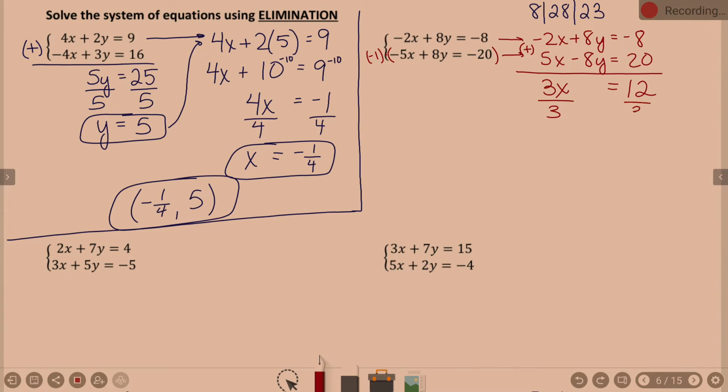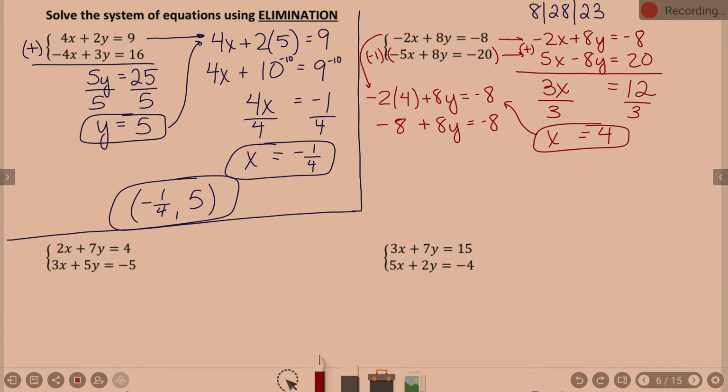Divide by 3, and we know that x is 4. Am I done? Nope. Plug it back in. And again, pick. I would go back and pick from one of the original equations to plug it in. Which one did you guys pick? Top one. So, negative 2x is going to become negative 2 times 4 plus 8y equals negative 8. Negative 2 times 4 is negative 8 plus 8y equals negative 8.